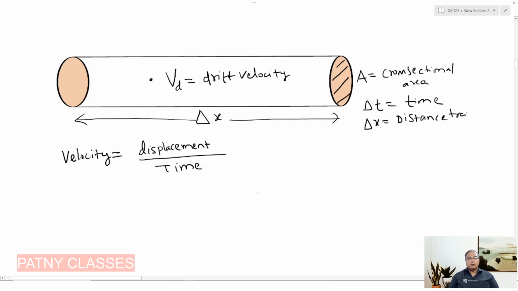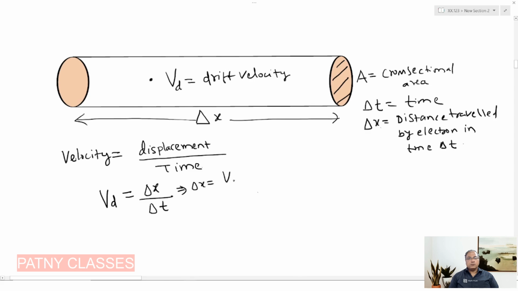The distance traveled by electrons in time delta t. Therefore, what type of velocity is it? It is a drift velocity. So Vd equals displacement, that is delta x, over time, delta t, which implies delta x equals Vd multiplied by delta t. Call it equation number 1.